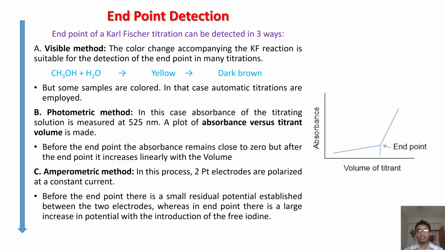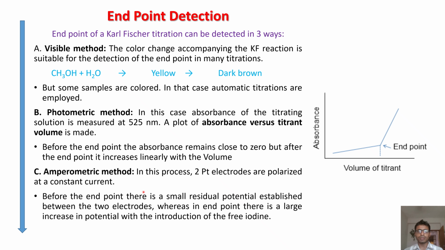In the visible method, the color change accompanying the KFR is suitable for the detection of the endpoint in mini titrations. But some samples are colored. In that case, automatic titrations are employed. Then the photometric method: in this case, absorbance of the titrating solution is measured at a specific wavelength in nanometers. A plot of absorbance versus titrant volume is made. Before the endpoint, the absorbance remains close to 0, but after the endpoint, it increases linearly with the volume.